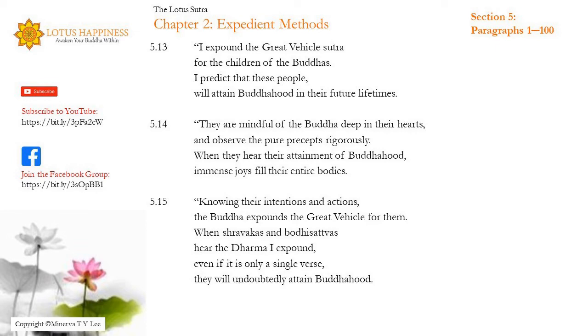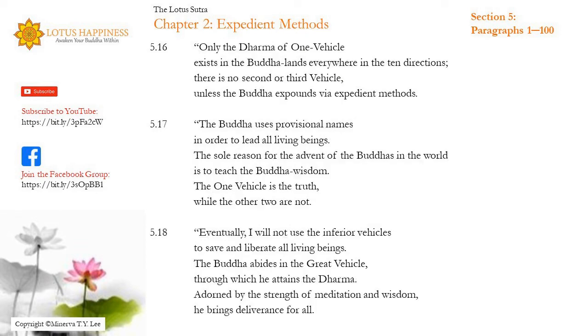When Shravakas and Bodhisattvas hear the Dharma I expound, even if it is only a single verse, they will undoubtedly attain Buddhahood. Only the Dharma of one vehicle exists in the Buddha lands everywhere in the 10 directions. There is no second or third vehicle, unless the Buddha expounds via expedient methods. The Buddha uses provisional names in order to lead all living beings.